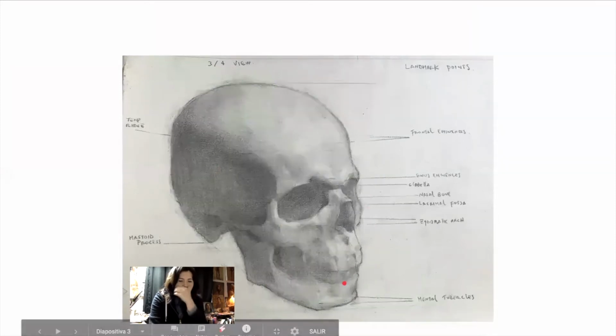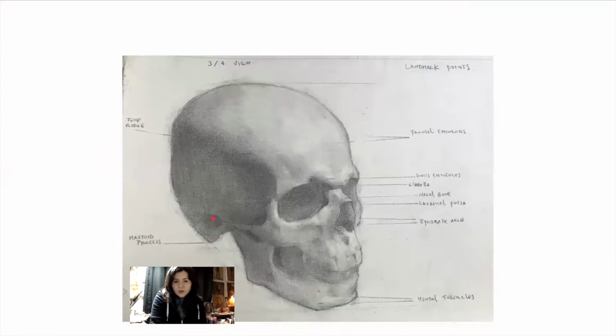We can see other landmark points. We can definitely see other landmark points on the 3/4, like for example, the mastoid process. This part over here that you see, that's the ear hole. So the ear should be hanging around here. The mastoid process is always obscured by the ear. When we see our model from 3/4 or frontal view, we actually don't see the mastoid process, but we know it's there.